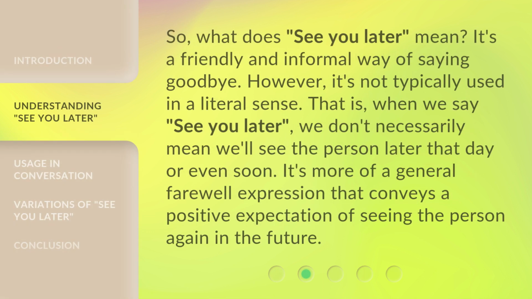So, what does "see you later" mean? It's a friendly and informal way of saying goodbye. However, it's not typically used in a literal sense. That is, when we say, "see you later," we don't necessarily mean we'll see the person later that day or even soon. It's more of a general farewell expression that conveys a positive expectation of seeing the person again in the future.